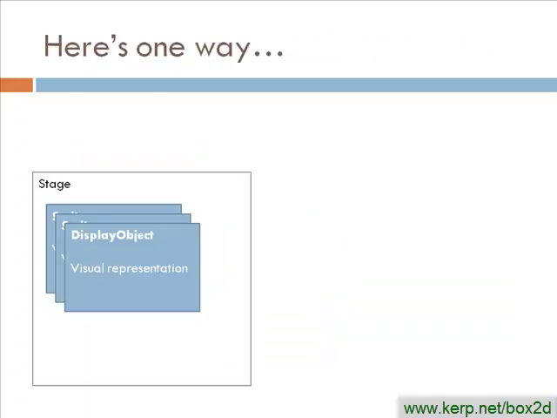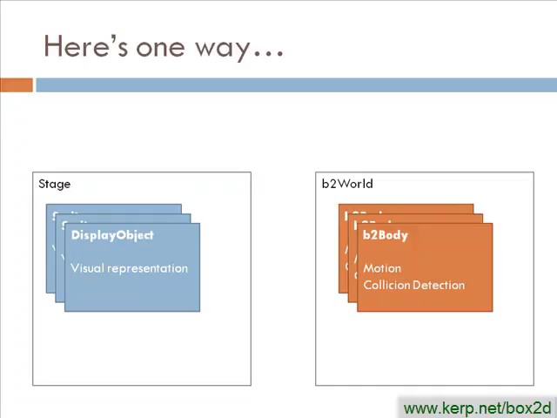We can have our stage, and it's got all sorts of sprites and movie clips and other display objects on there. And then, basically separate from that, we'll have our B2 world, and that's going to contain all our bodies that do all the motion and the misspelled collision detection. Oops. And then basically we'll have some type of sprite manager. Maybe this is a separate class. Maybe this is just a function that happens on the enter frame listener in the stage.